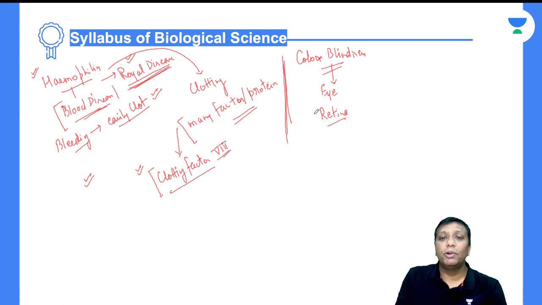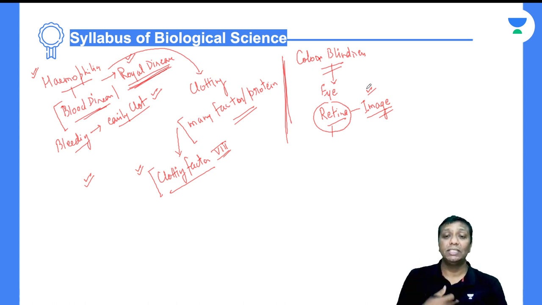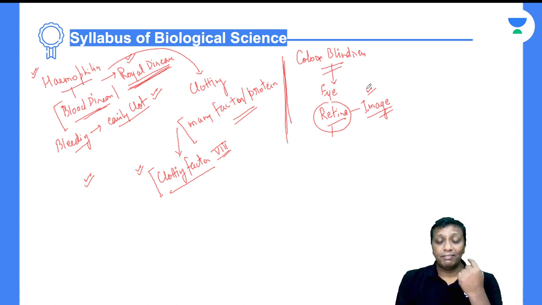Why is the retina very important? The retina is the place where image formation happens. If any objective question comes, where is the image formation inside your eye? The answer is the retina, guys. Just like whenever I'm watching you people in front of me, inside my eye, the retina is the site where the image is formed.